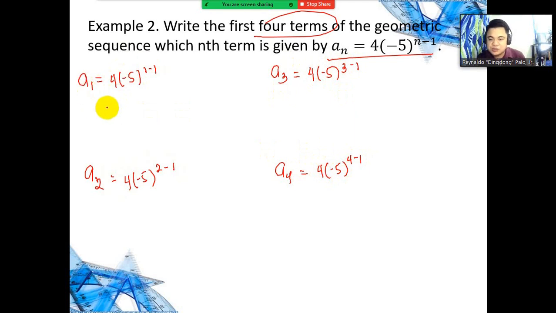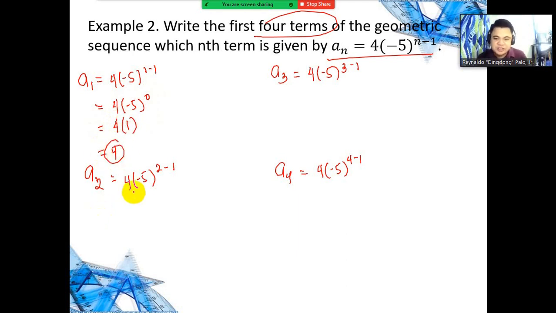But if you would like to solve for it manually, it will become 4. Then simplify, following the PEMDAS rule. You need to simplify first the exponential expression. So negative 5 raised to the power of 1 minus 1 is negative 5 raised to 0. And by the zero law of exponents, when you raise a base to 0, except 0, the answer is always 1. It's not 0. Please don't forget that. So it's now 4 times 1 equals 4. So your a sub 1 is 4.